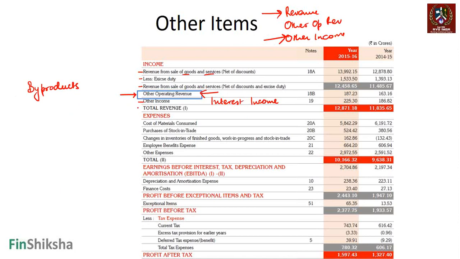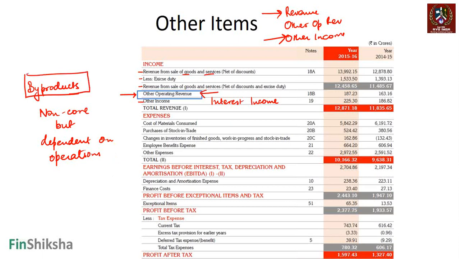So this is income that is not core to the business. This is a non-core income, but it's dependent on operations. If the operations do not happen, this does not come in. The classic example is a byproduct. When you produce sugar, for example, sugar companies have electricity plants, or when they produce sugar, you get something called molasses. This molasses is used in power generation and could be sold to power plants essentially. So there is a generation of electricity that happens around this.